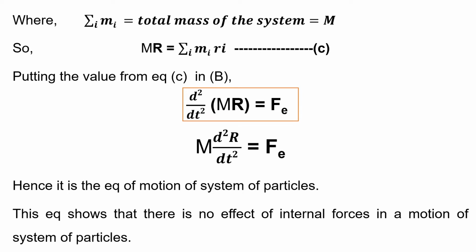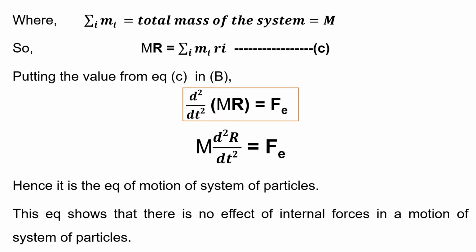As we know that the summation of m_i is the total mass of the system of all the particles, that is represented as capital M. So the above equation will become capital M capital R is equal to the summation of m_i r_i. So substituting this value of equation C in equation B, we get d square over dt square of M R is equal to F^e. Taking the capital mass out of the differential, as mass is always constant, we can write M d square R over dt square is equal to F^e.